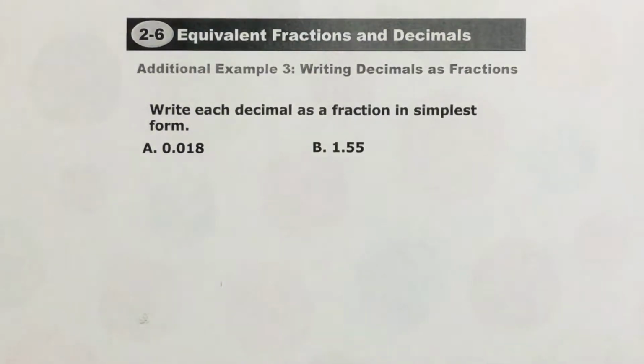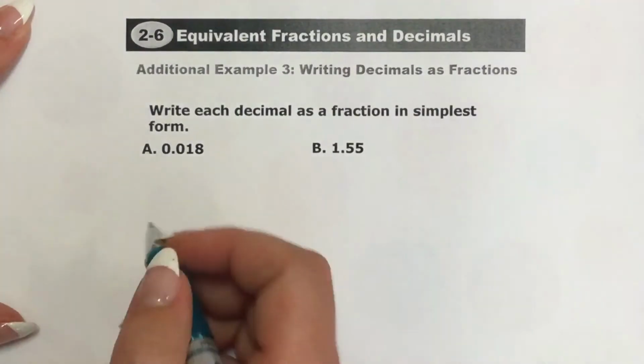Simplest form means lowest terms. That's what it used to be called when I was in school. They use a lot of simplest form. That means there's no common factors between the numbers on top and bottom. So let me give you an example of that.